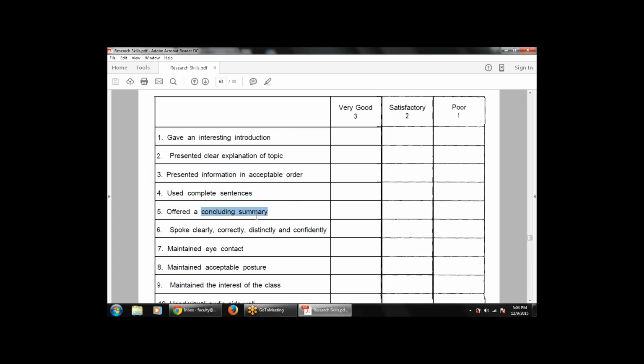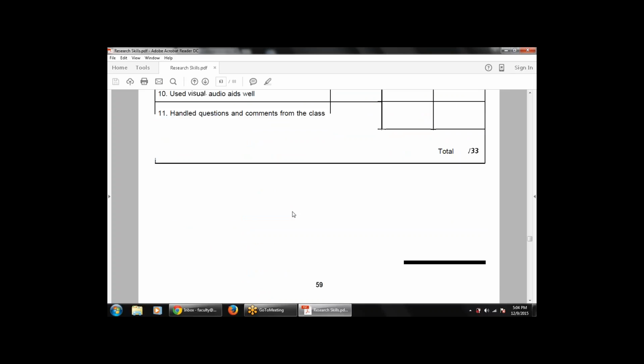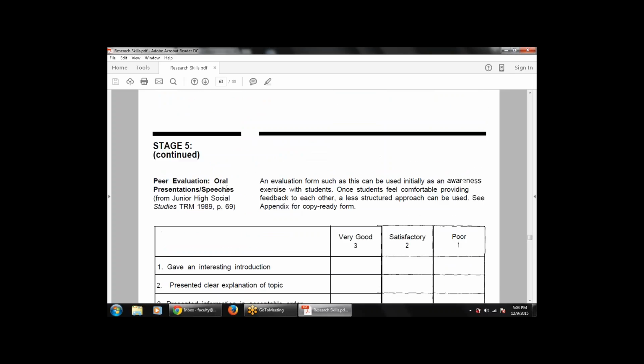Then offered a concluding summary, that is also one of the parts. Either we offer the concluding summary or not. Then spoke clearly: very good, satisfactory, and so on. So these are the various questions available here. This is the peer evaluation, where we can evaluate peer-level entities also.